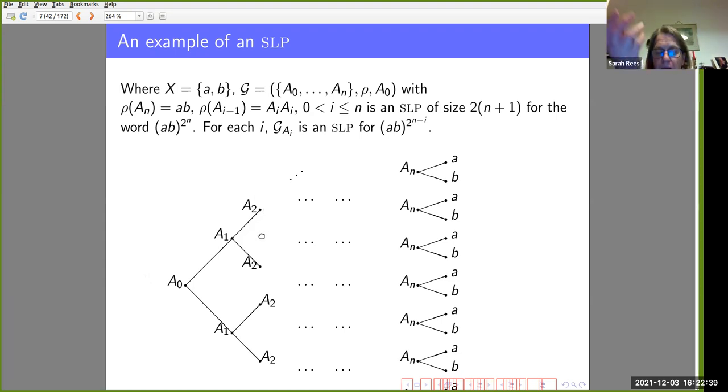So this is a compact way of generating the word AB to the 2 to the N, which is also obviously quite a long word. I think it might be of length 2 to the N plus 1 or something. But this grammar that generates it has total size 2 times N plus 1. So it's a more compact way of representing that word.